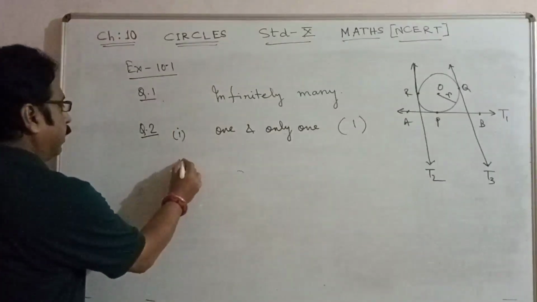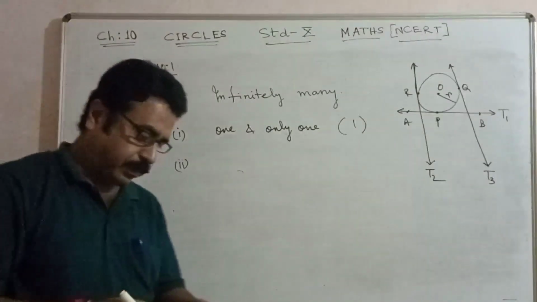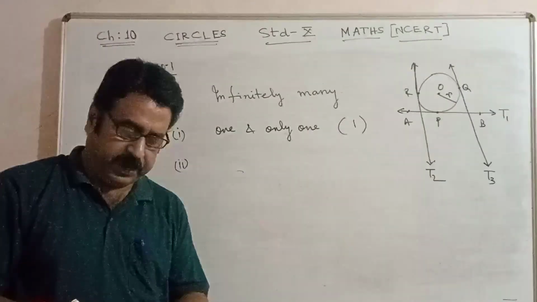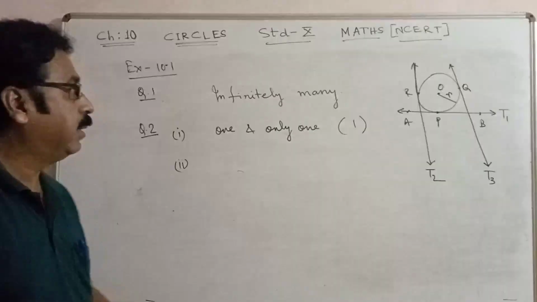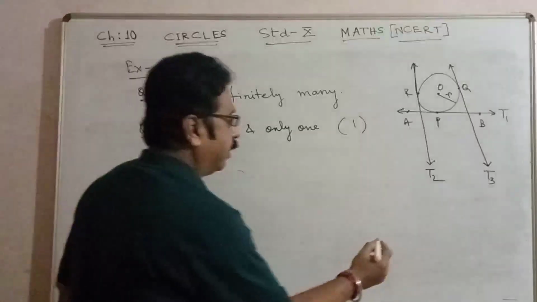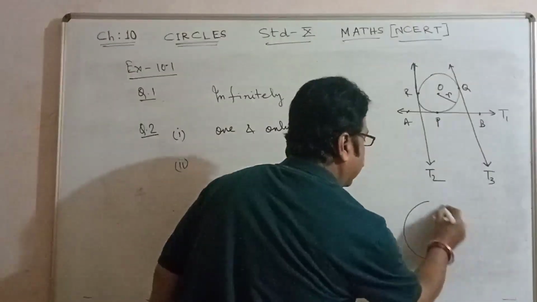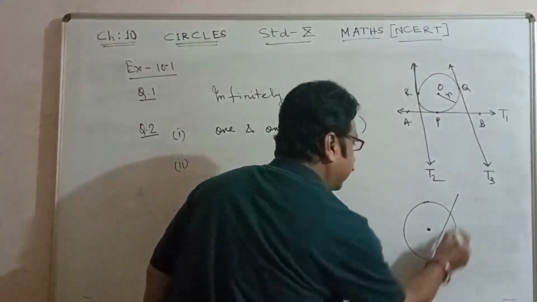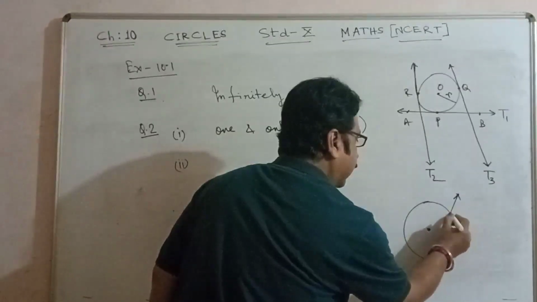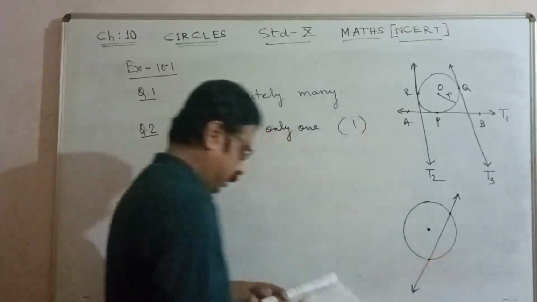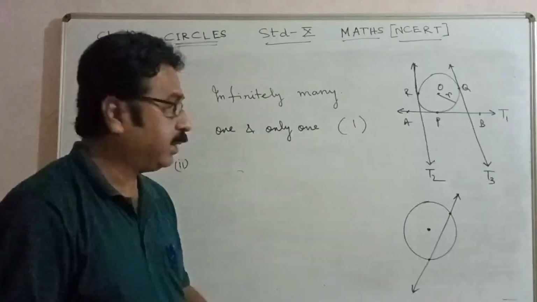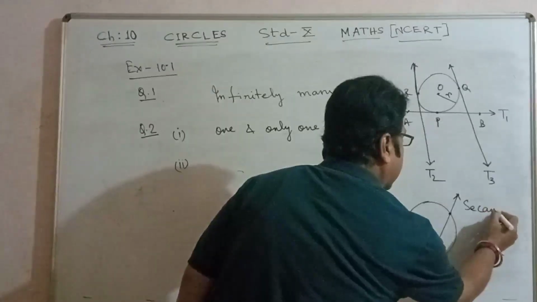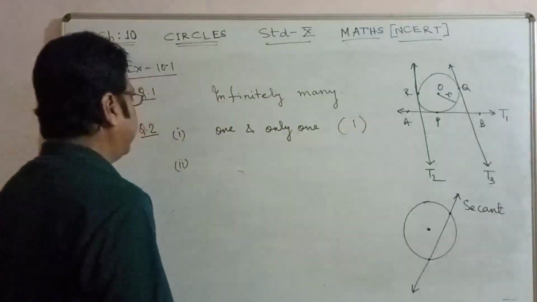Second, a line intersecting a circle in 2 points is called a, suppose it is a circle, center O, this is a line, intersecting the circle in 2 points. So this is called a secant. We can write the answer secant.